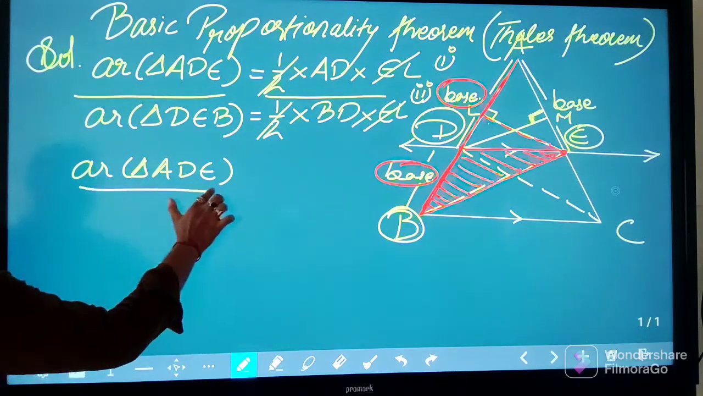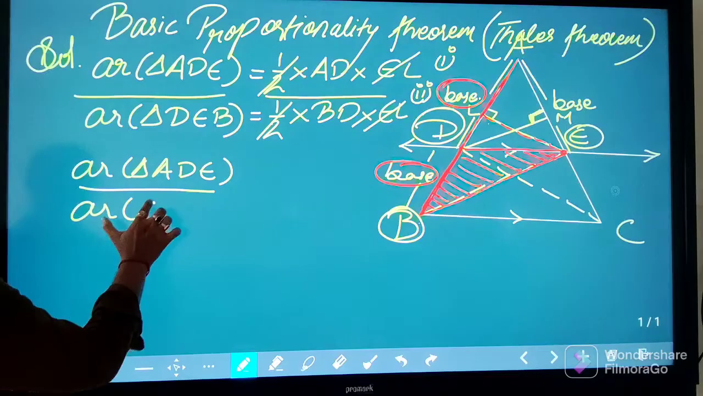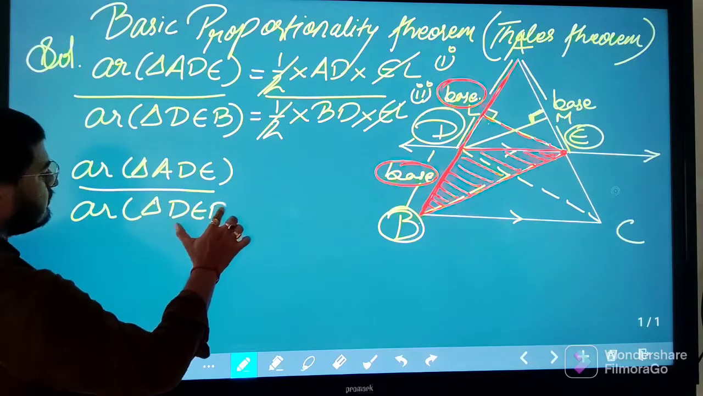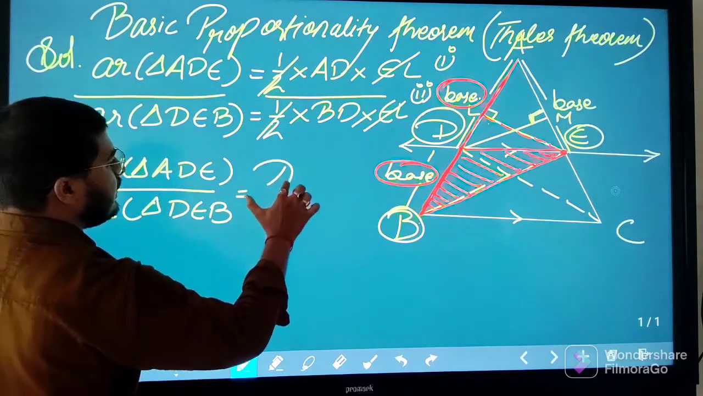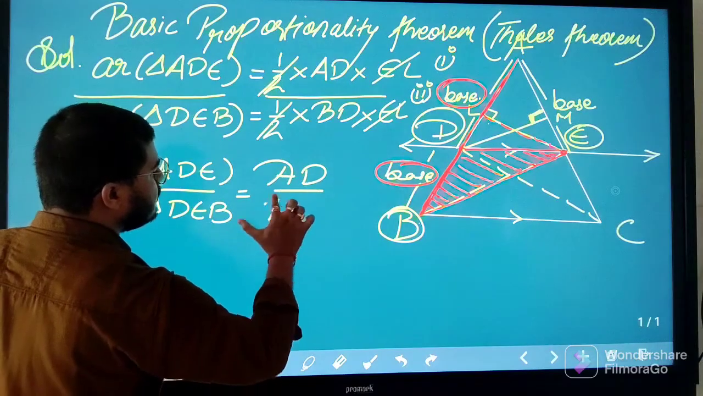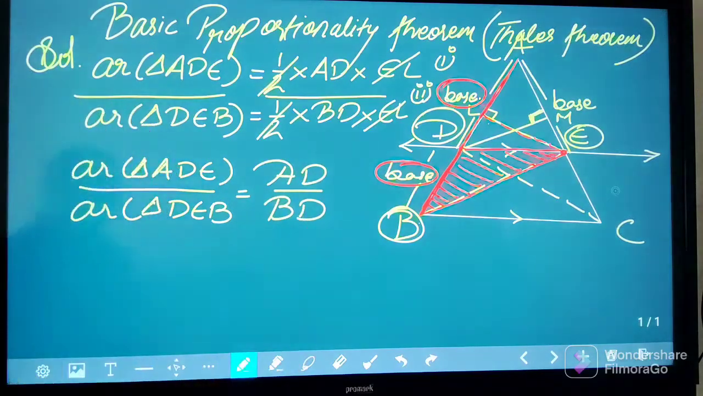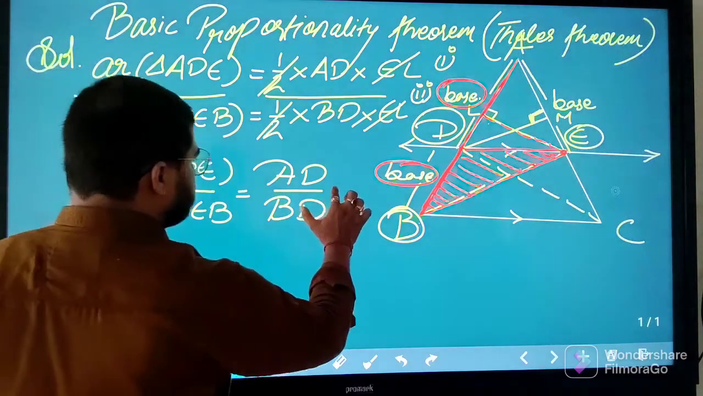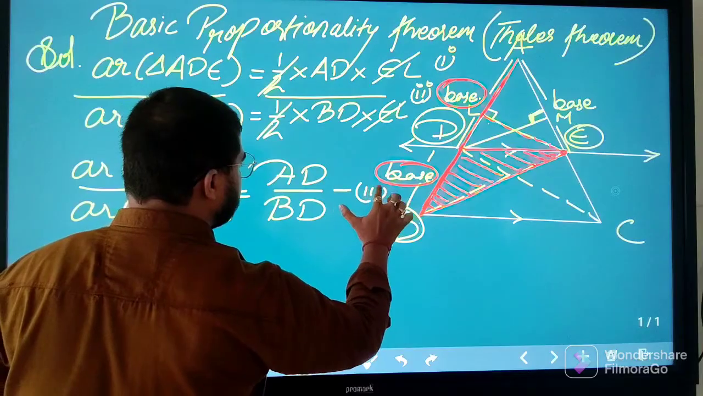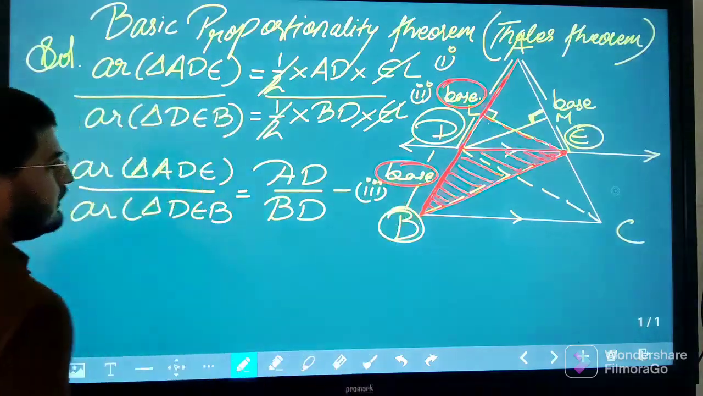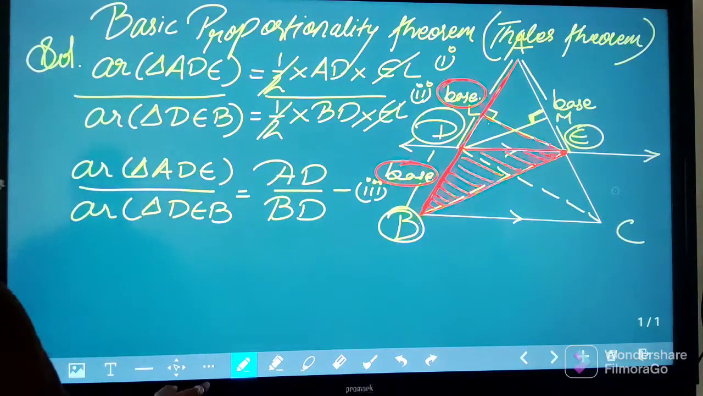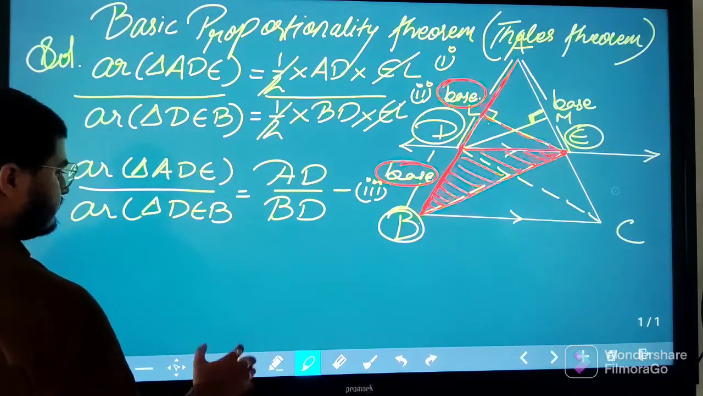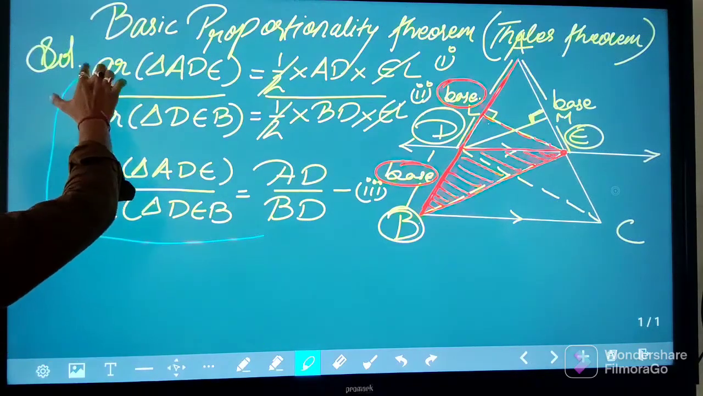upon area of triangle DEB is equals to AD upon BD. Am I correct? AD upon BD. So let us say this as equation number third. And all this information, let us keep it aside for a time being.